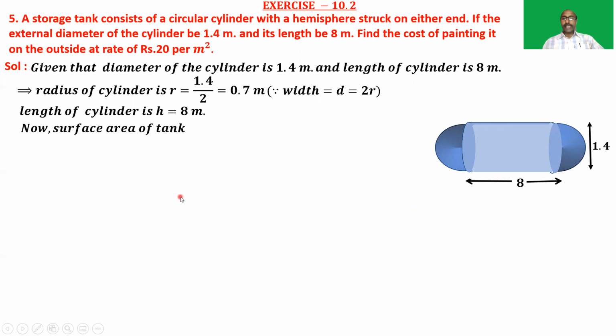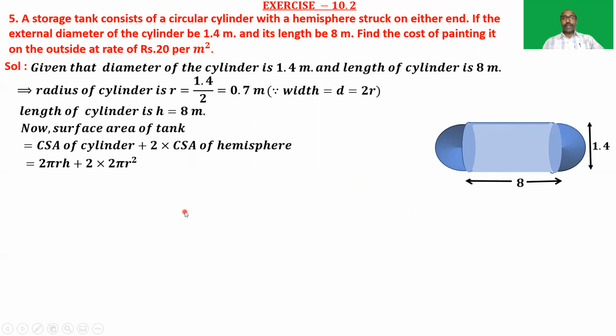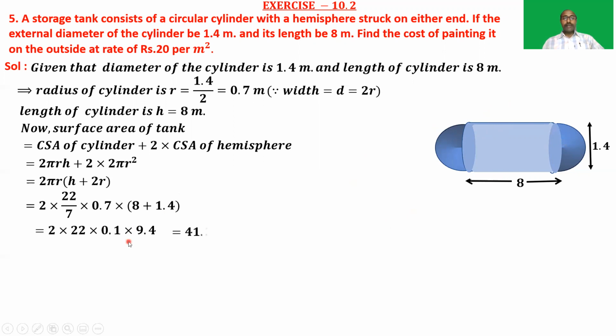So the surface area of the tank is equal to the curved surface area of the cylinder plus 2 into the curved surface area of a hemisphere. That is 2 pi r h plus 2 into 2 pi r square. So taking 2 pi r common, (h plus 2r). By substituting values, we get 41.36 meter square. So the surface area of the tank is 41.36 square meters, and we have to paint the outside of this tank. That is, we have to paint its total surface area.